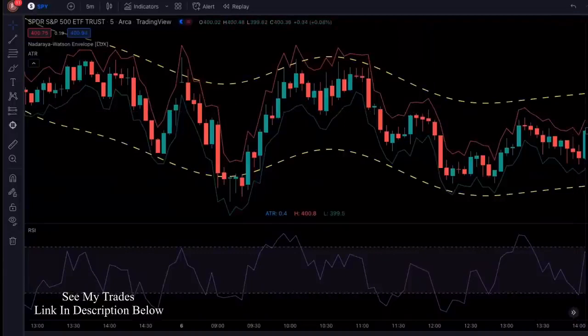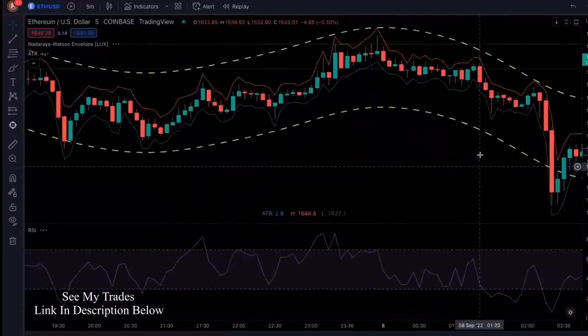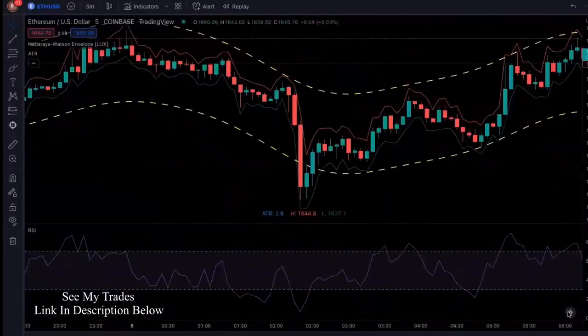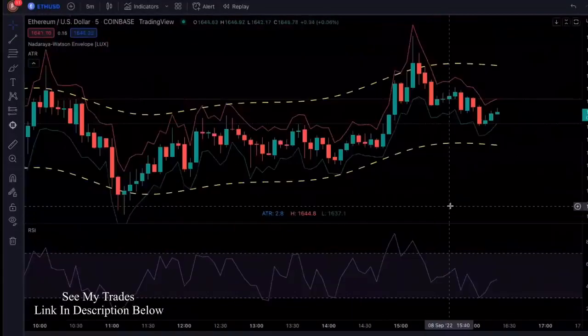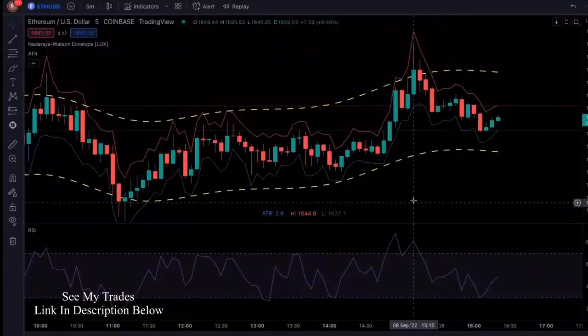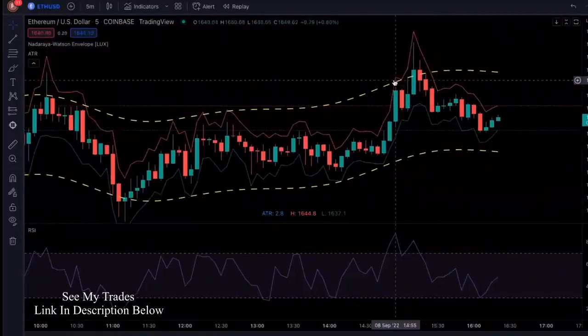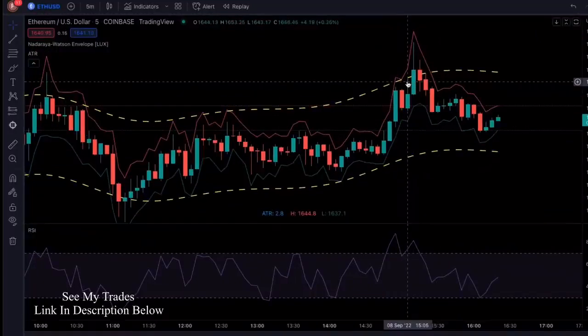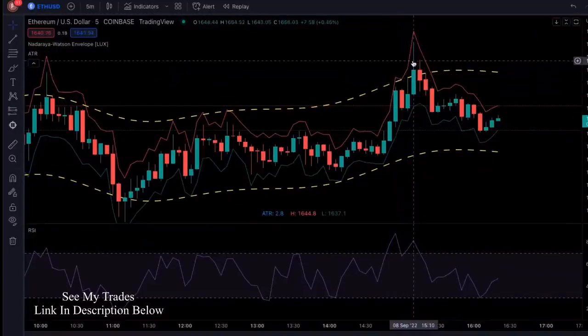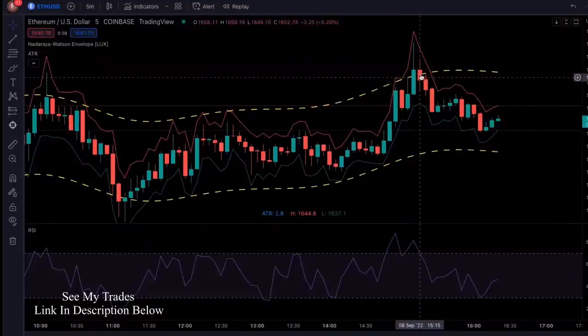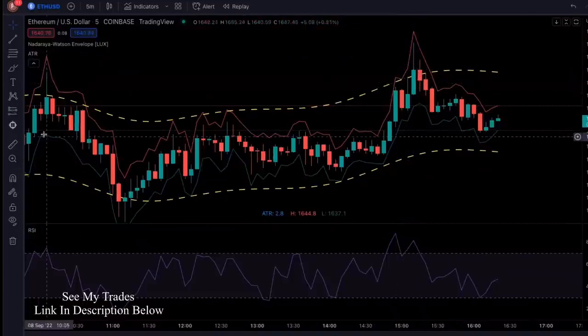So for instance, let's go into crypto. Let's look at ETH, right? Let's go live right now. This is what the market's doing. Oh, this would have been a great setup right here. So check this out. The price action just a little while ago went outside of this channel. Then you get a red candle coming back in.